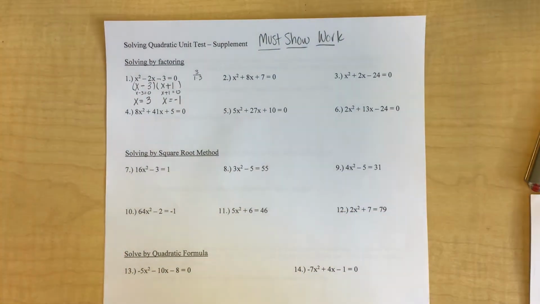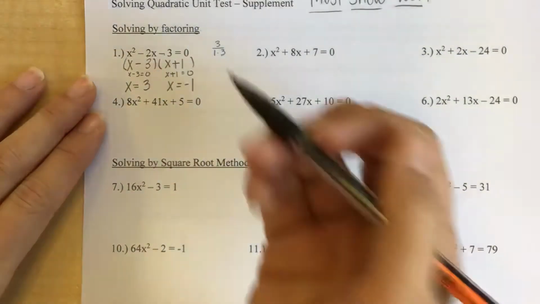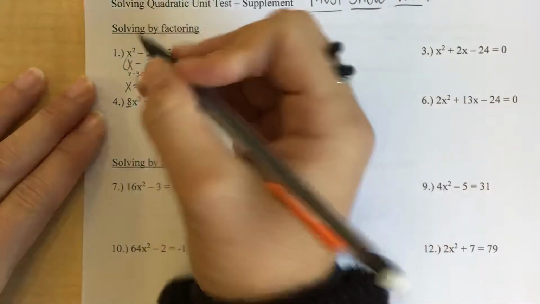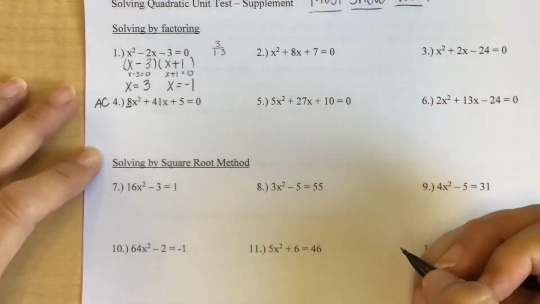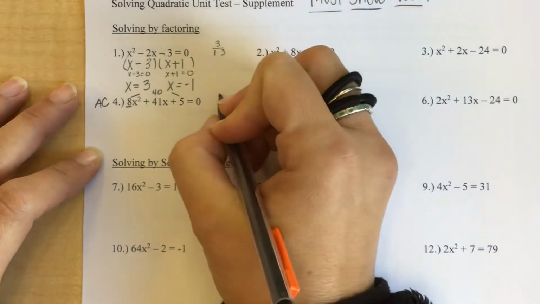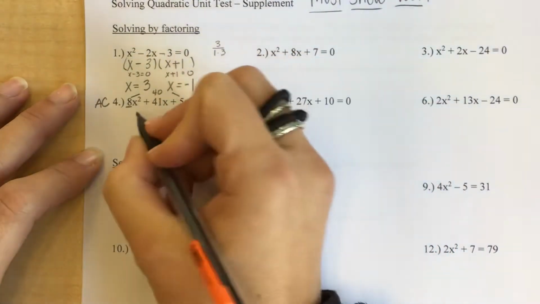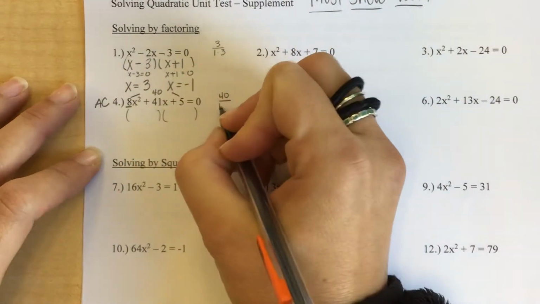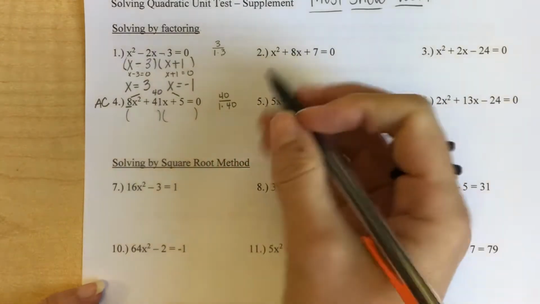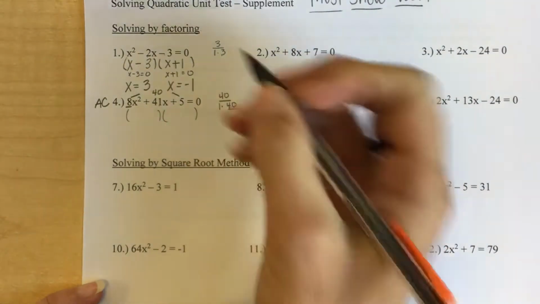All right, so if we look at number 4, now number 4 is slightly different because our A value is greater than 1. So we must use the AC method. So I'm going to take 8 times 5 gives me 40. So now I have factors of 40 that add to give me 41. Okay, so obviously that's our first set of factors if we were listing these out. So 1 times 40. If I add those, it gives me 41. If I multiply them, it gives me 40. The bigger one goes first.